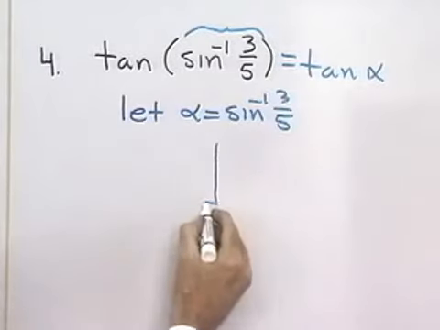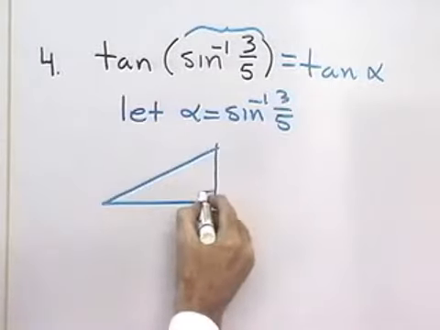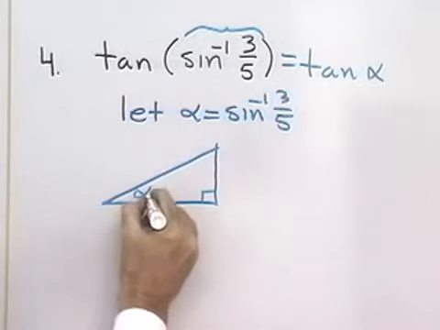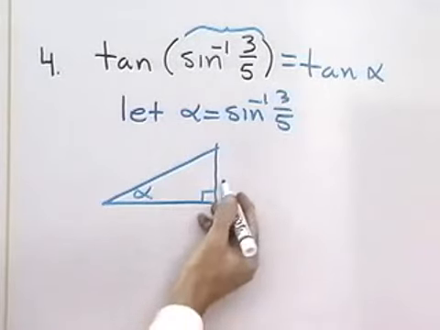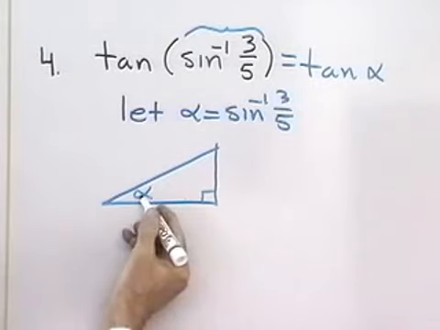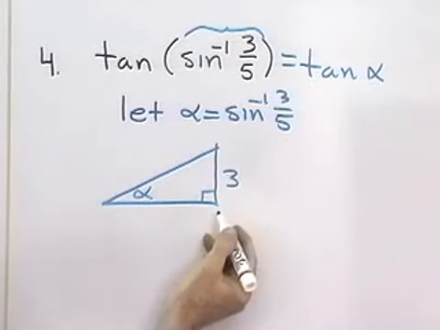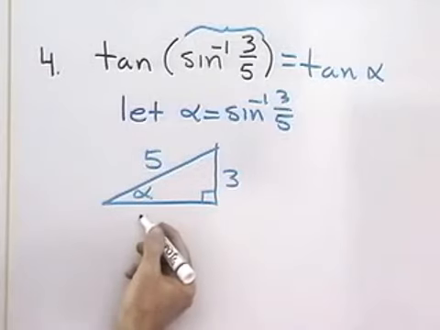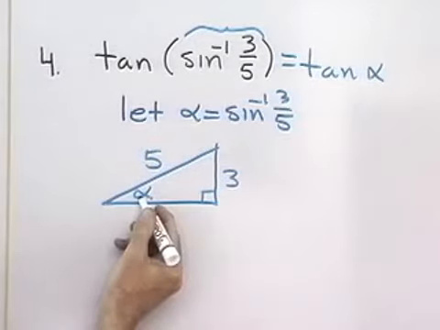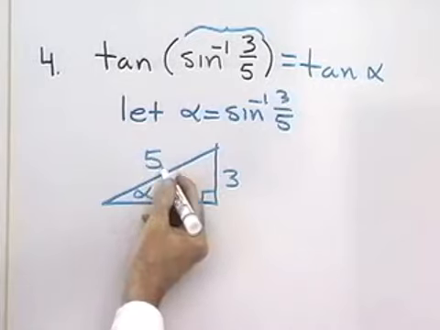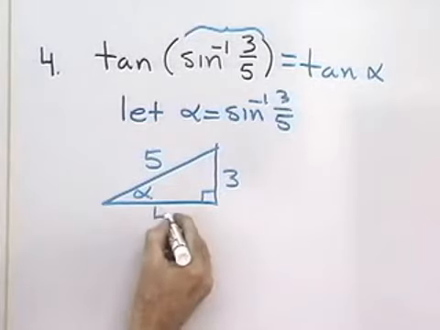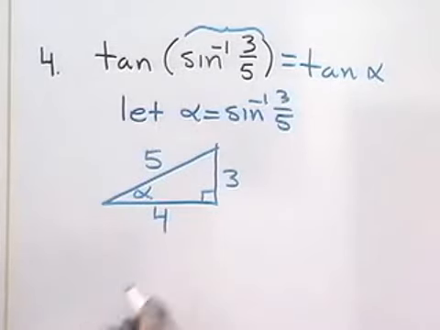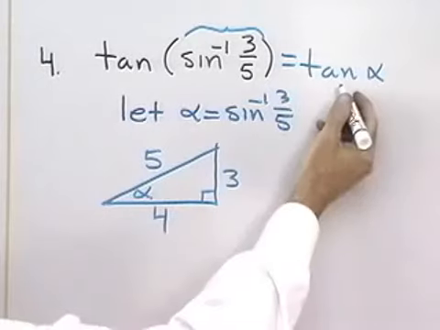So just to help me out a little bit here, I'm going to draw a little right triangle, and I'm going to put angle alpha right here, and I'm going to label the triangle so that alpha has a sine of 3/5. So if I label that side 3 and that side 5, I have a picture of a triangle with an angle whose sine is 3/5. Now I know from the Pythagorean theorem that this side then must be 4. So the next question is then, what is the tangent of alpha?